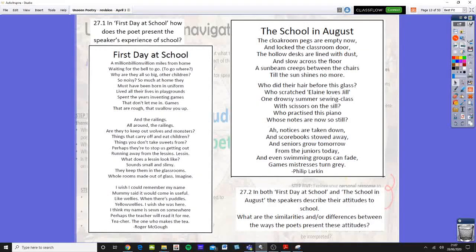Lesson. What does a lesson look like? Sounds small and slimy. They keep them in the glass rooms, whole rooms made out of glass. Imagine! I wish I could remember my name. Mummy said it would come in useful, like wellies. When there's puddles. Yellow wellies. I wish she was here. I think my name is sewn on somewhere. Perhaps the teacher will read it for me. Teacher! The one who makes the tea.